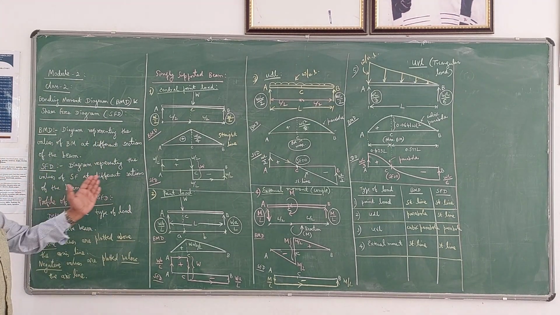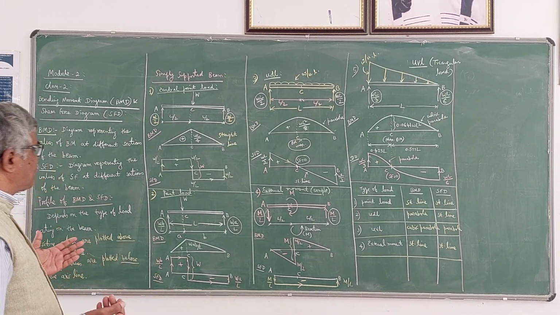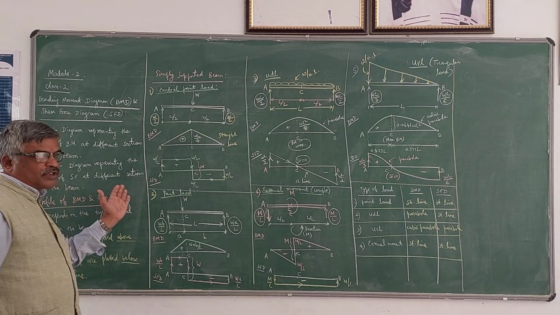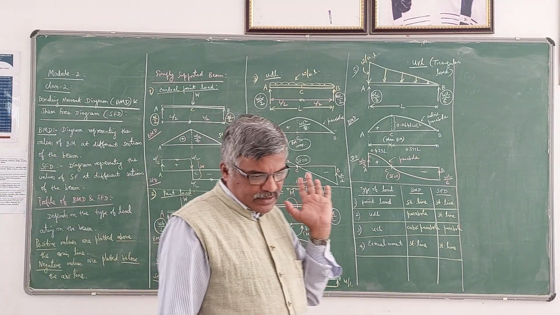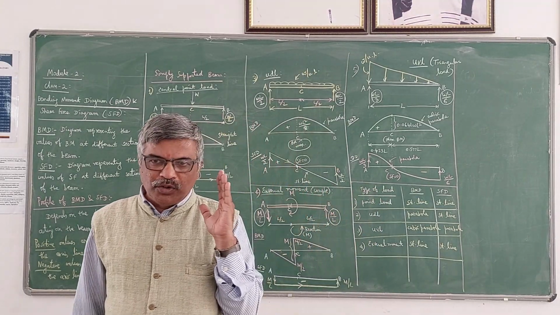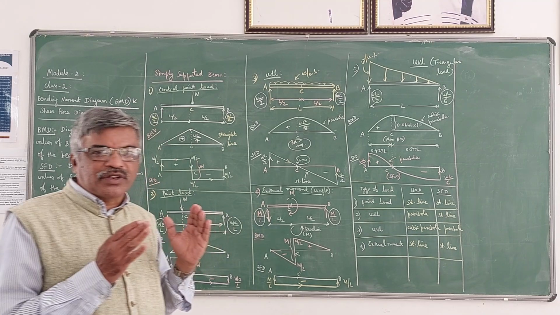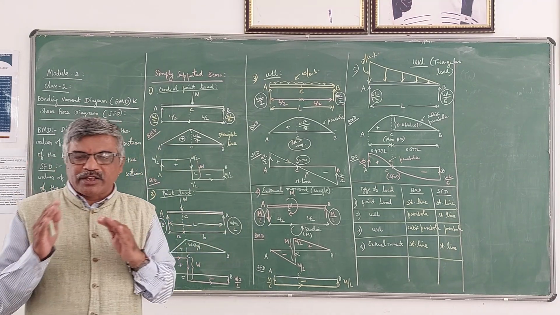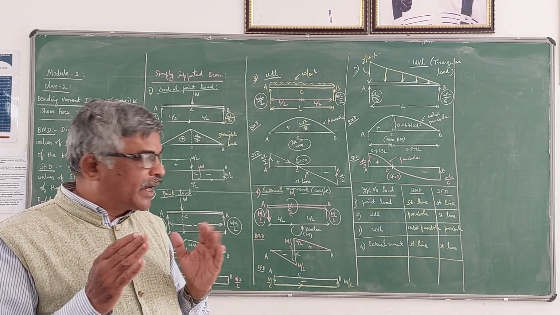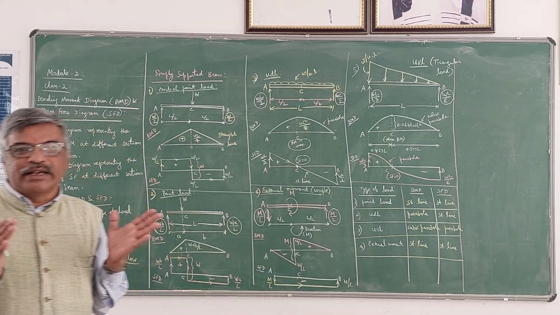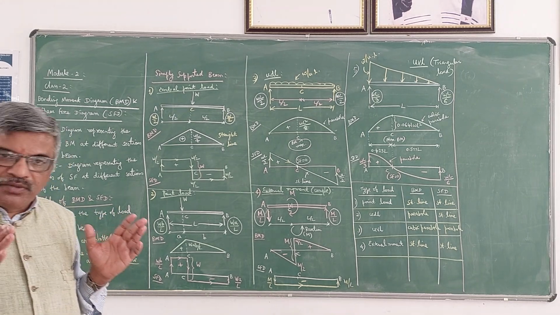Similarly, the diagram representing the values of shear force at different sections or points of the beam is called the shear force diagram. This is very important in design subjects also. Once you identify the sections where the bending moment is maximum and the shear force is maximum, whether positive or negative, then you can decide about the dimensioning of the structures. So that is very important.